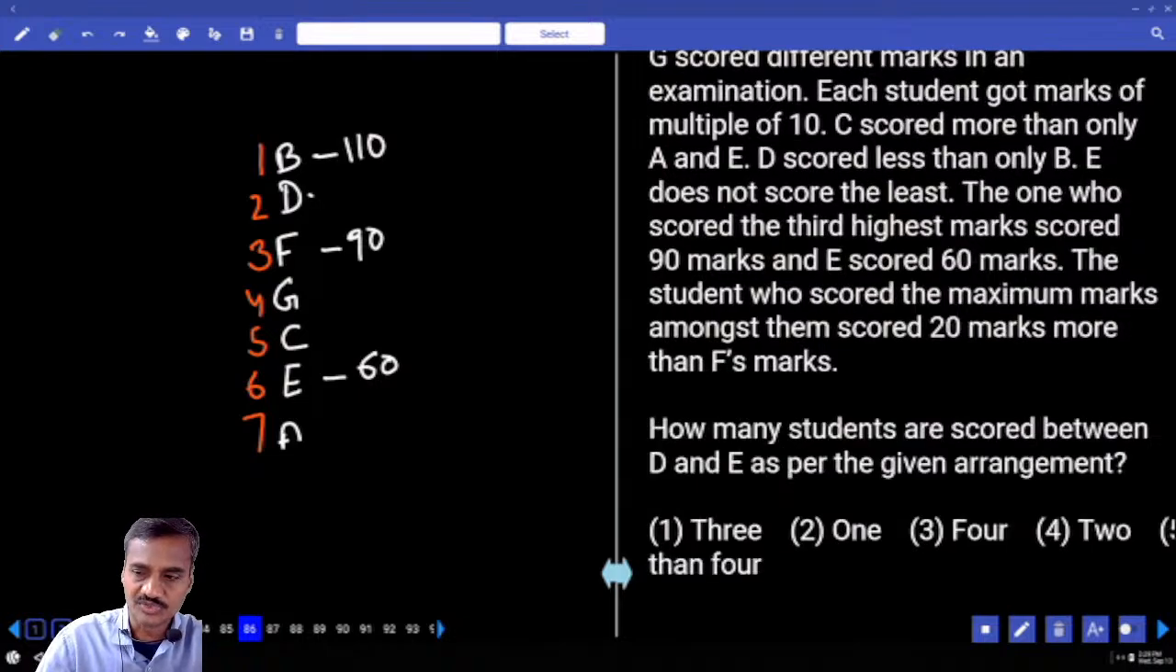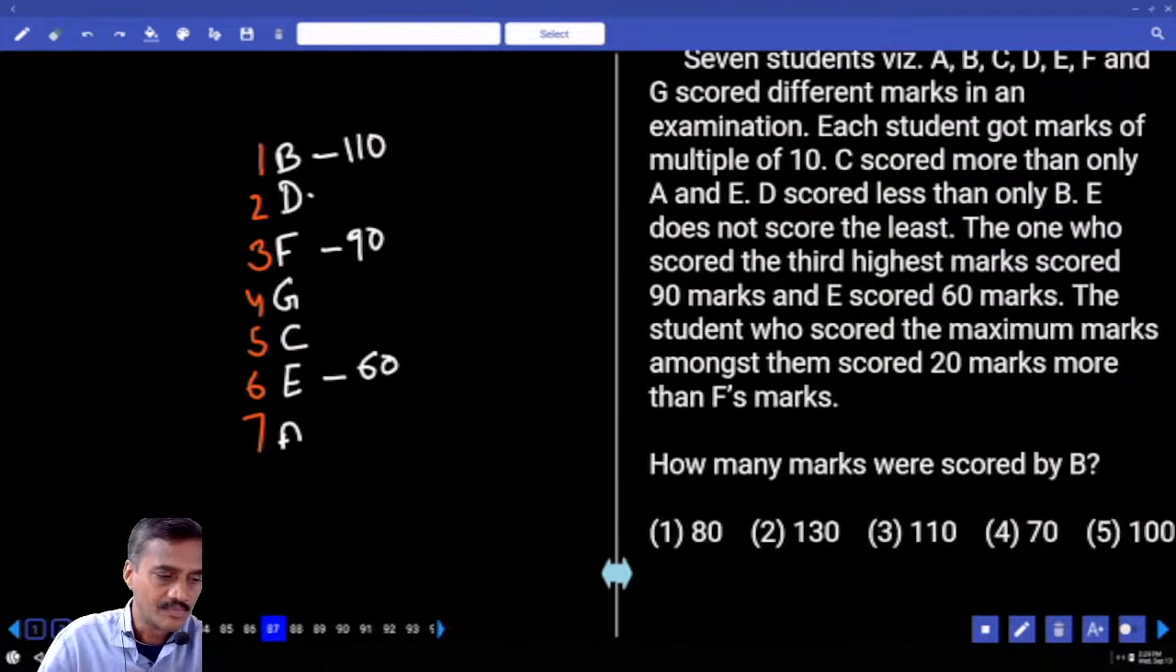And 86, how many students have scored between D and E? Now between D and E, how many have scored? Only 3, choice 1, 86. Then 87, how many marks were scored by B? Now B scored 110, choice 3, question number 87.